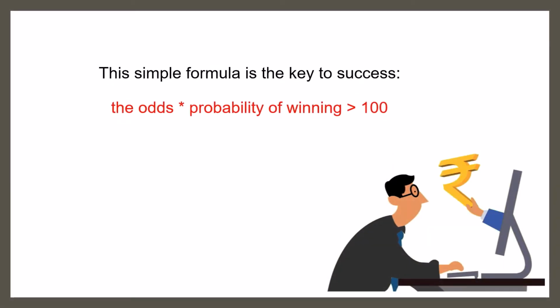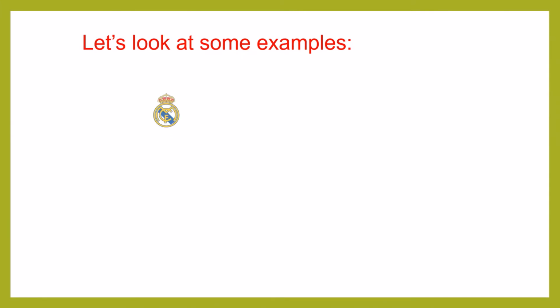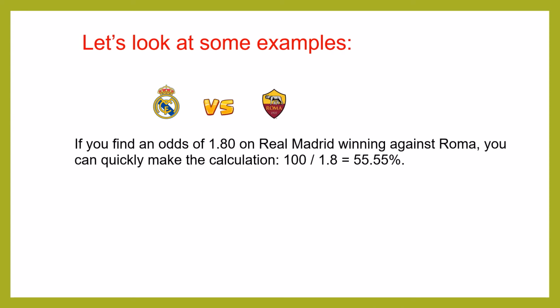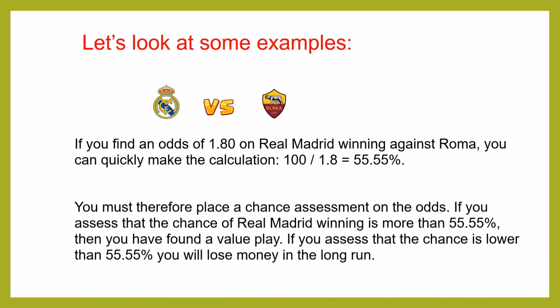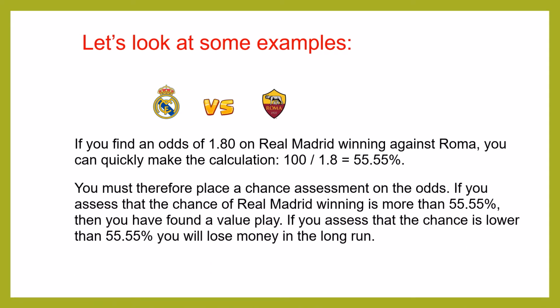This simple formula is the key to success. The odds times the probability of winning should be higher than 100%. If Real Madrid is playing against Roma and you find odds of 1.8 on Real Madrid winning against Roma, you can quickly make the calculation. 100 divided by 1.8 equals 55.55%. You must therefore place a chance assessment on the odds.